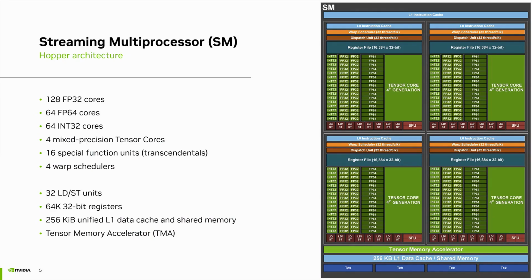If we zoom into a streaming multiprocessor, we will see that it is organized into 4 subpartitions, which share an L1 instruction and data cache. Each subpartition has a large register file, as well as multiple arithmetic units for integer and floating point operations, along with our 4th generation tensor cores, which are specialized units for mixed precision matrix multiply and accumulate.